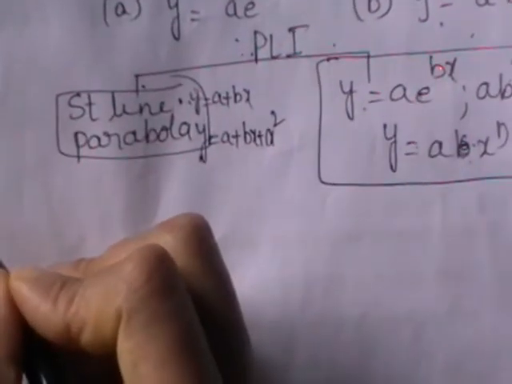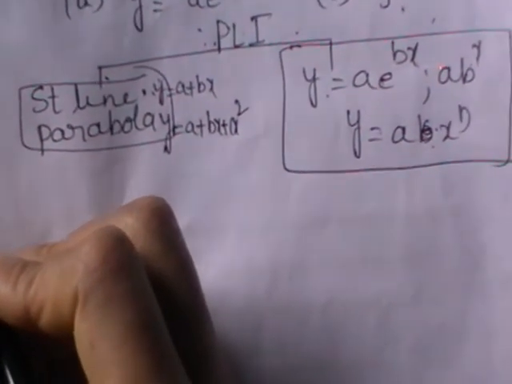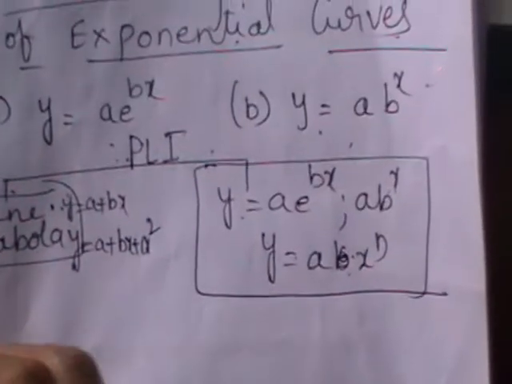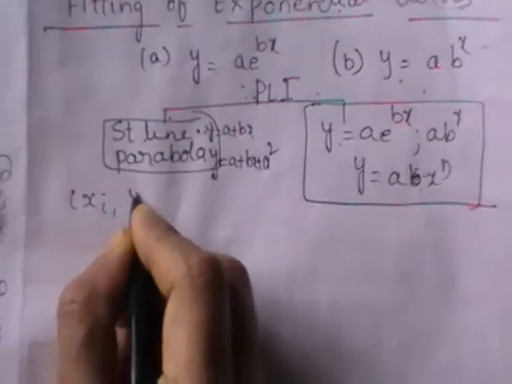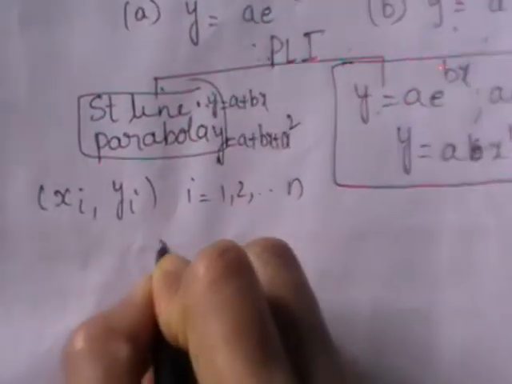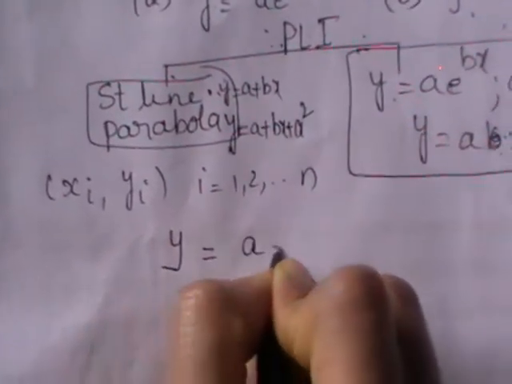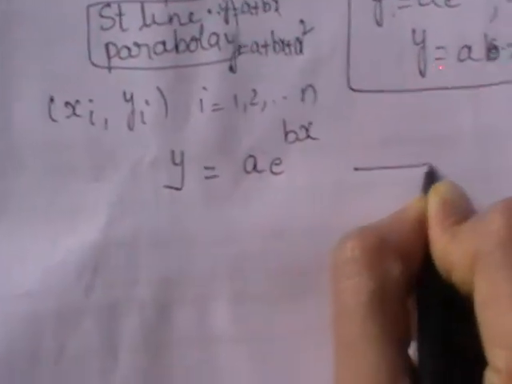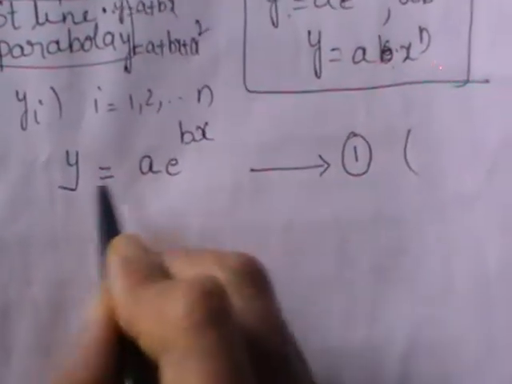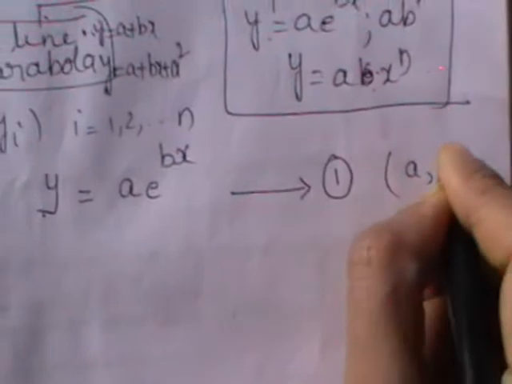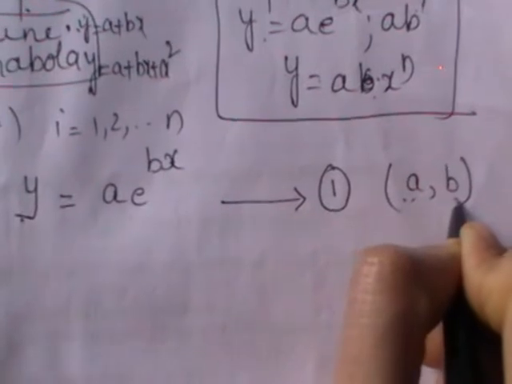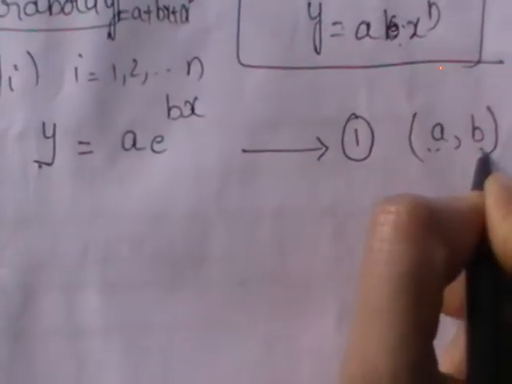As I said in the previous videos also, always start with the line: let xi comma yi be the bivariate data collected on two random variables, for i is equal to 1 to n. What is the next step you should write? You should write the curve which you are going to fit. Here the curve which you are going to fit is this. Always name that as equation number 1. What are the variables here? X and y are the variables, and a comma b are the unknown constants. Your job is to find the unknown constants a comma b by using the principle of least squares.